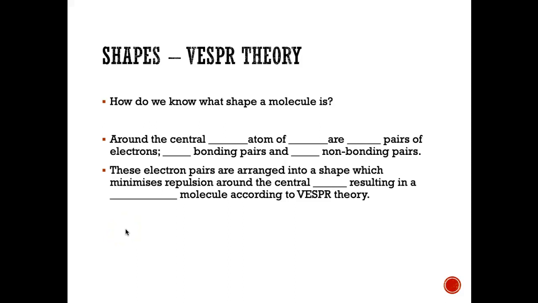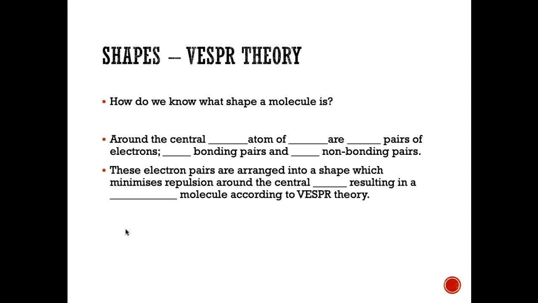Alrighty, so we're now doing shapes and we're doing what's called the VSEPR theory. How do we know with all our different non-metal compounds what shapes they form? So we use this little scaffold, and I'm going to go through an example with it, but we go around the central whatever atom, so with carbon dioxide would be the central carbon atom.